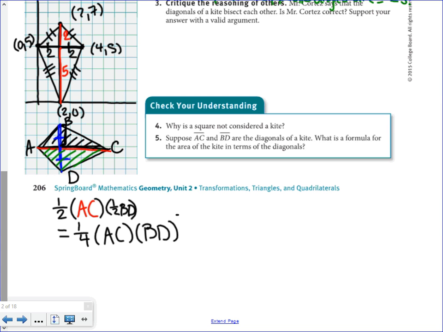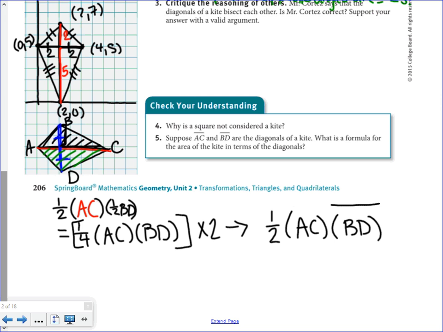So if we double that area, 1/4 times 2 is going to be 1/2. And so we're going to end up with 1/2 AC times BD. And so that would be the area formula for a kite in terms of the diagonals. If you know your diagonal lengths, multiply them and divide by 2.